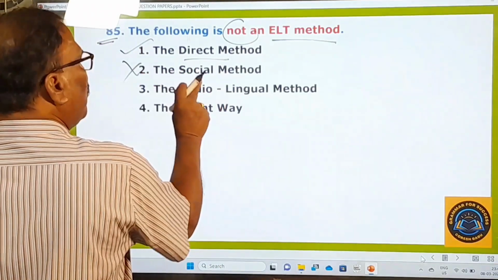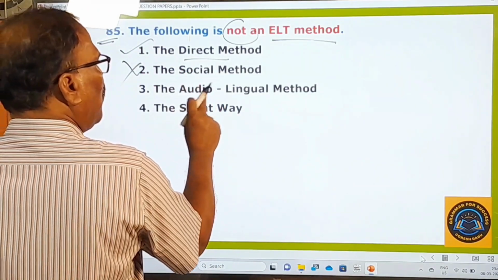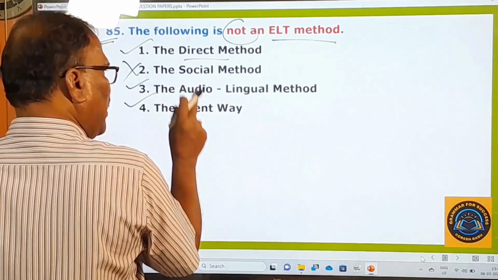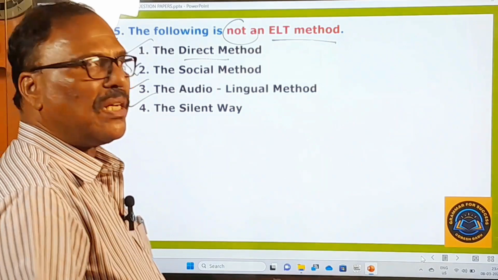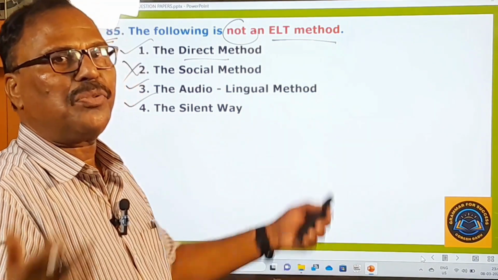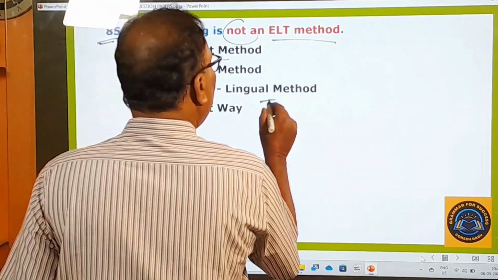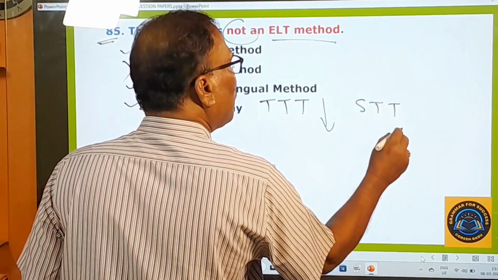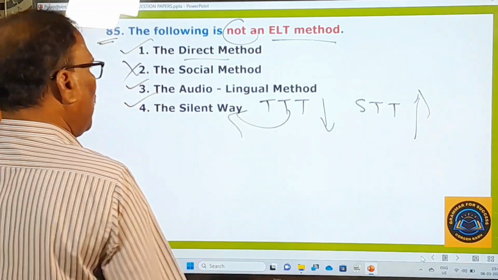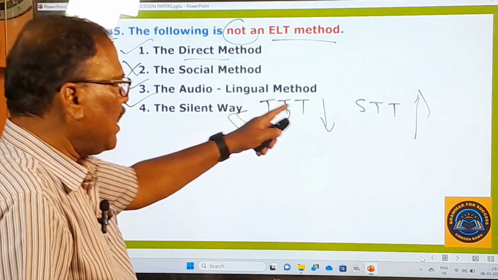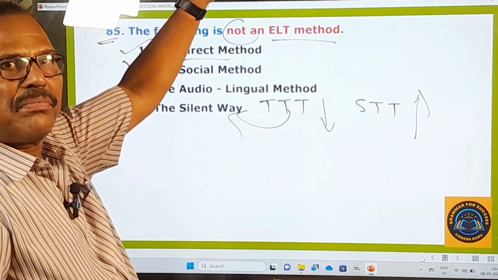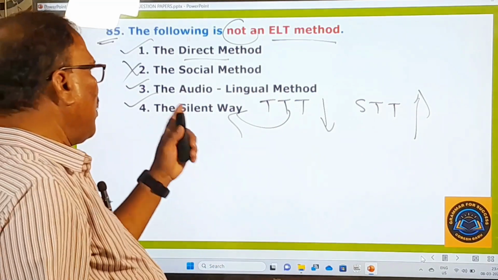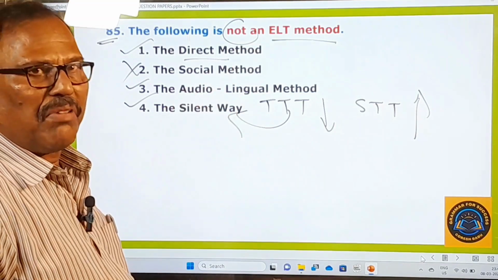Social method, no, this is not an ELT method. Audio lingual method, right, it is a teaching method. Silent way, this is also a teaching method in which the teacher talks less and the students talk more. That means teacher talk time will be less and student talk time will be more. Only students will be talking, the teacher will be silent. That method is called the silent way.